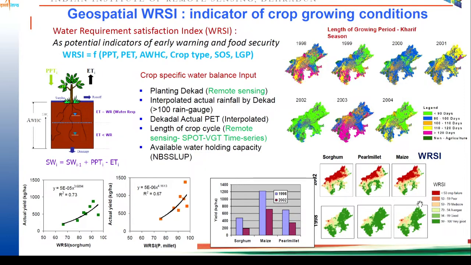So you can see this is one of the good indicators which has been practiced by the Food and Agriculture Organization to monitor crop condition and food security within Africa. It is largely being used by the FAO, this particular approach.